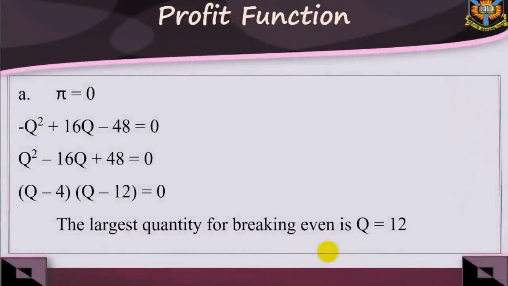A. When pi equals 0, minus Q squared plus 16Q minus 48 equals 0. Q squared minus 16Q plus 48 equals 0. Q minus 4 in bracket, Q minus 12 in bracket equals 0. The largest quantity for breaking even is Q equals 12.